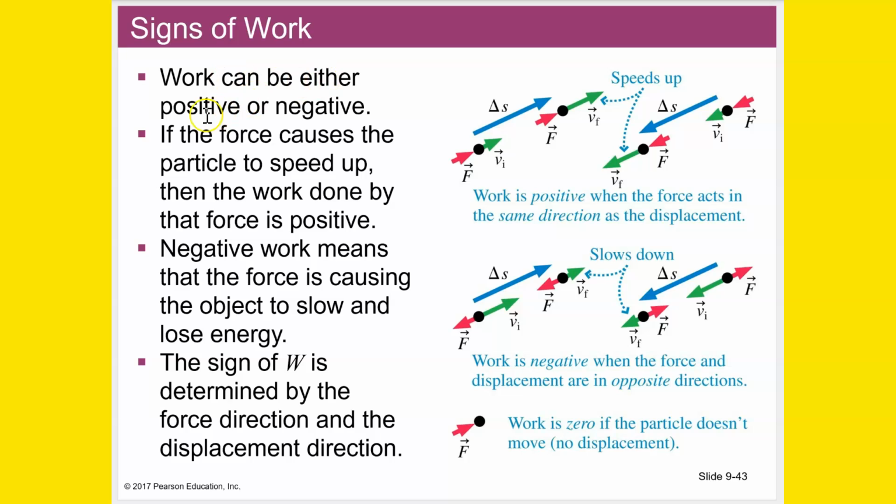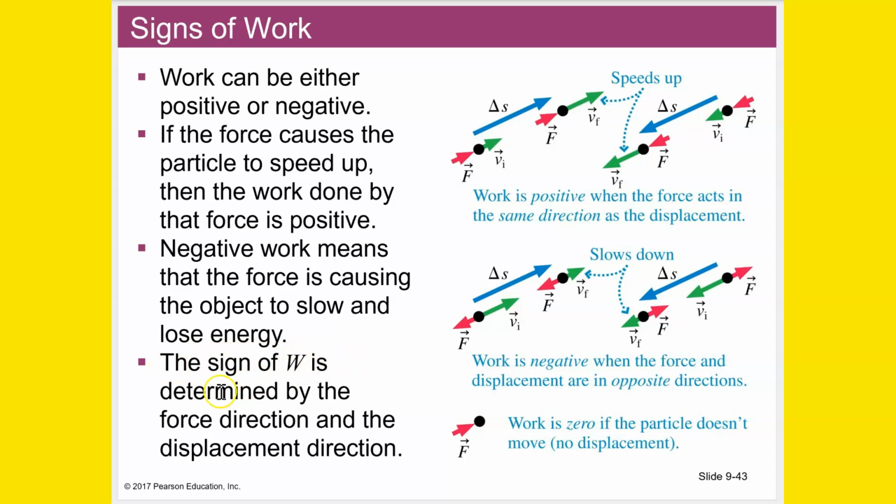Work can be either positive or negative. If the force causes the particle to speed up, then the work done by that force is positive. Negative work means that the force is causing the object to slow down and lose kinetic energy. So go back to the example of the car slamming on brakes. Obviously that car is losing kinetic energy, it's getting slower.